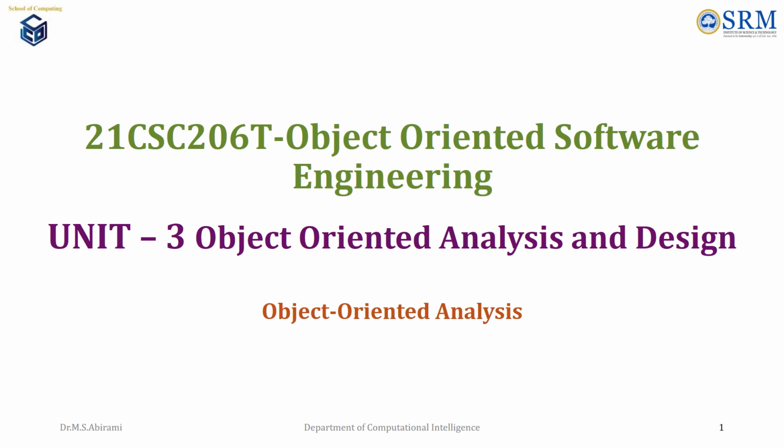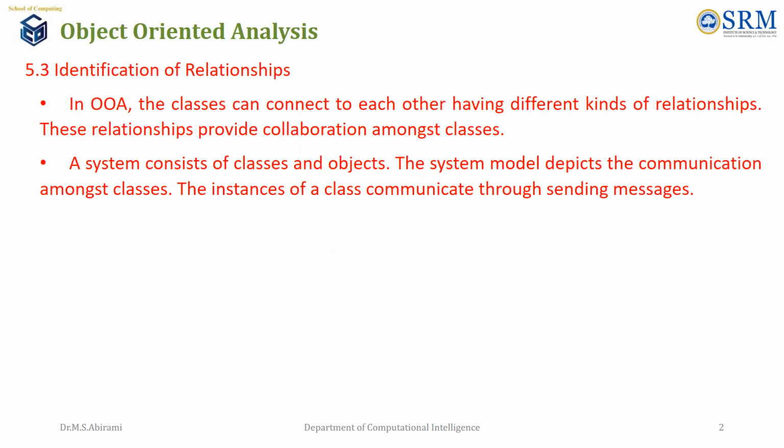In this video, we are going to discuss object-oriented analysis in object-oriented software engineering. In object-oriented analysis, we are going to see the identification of relationships. The classes can connect to each other, having different kinds of relationships. These relationships provide collaboration among classes.